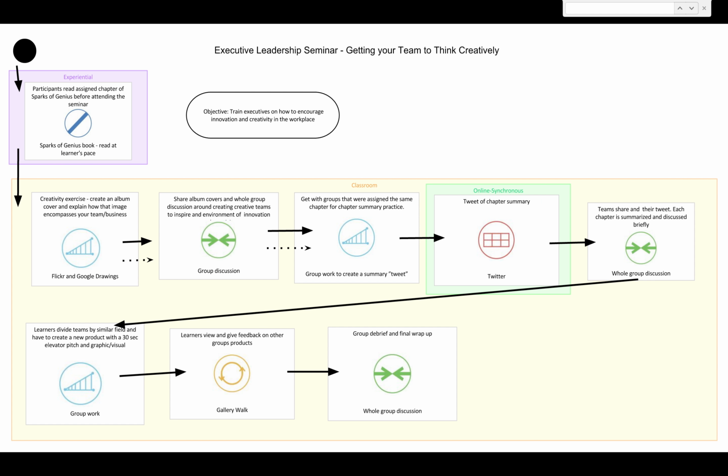This is my design model for Envision Practice number 1. This is for an executive leadership seminar, and the objective of the leadership seminar is to train executives on how to encourage innovation and creativity in the workplace.